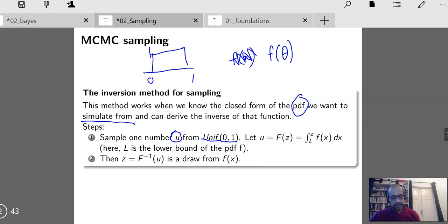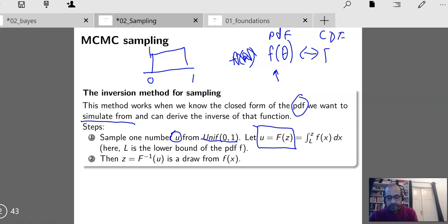Okay, so we get one number u from a uniform 0, 1 distribution, and then we equate that random number to the cumulative density function, cumulative distribution function, of this PDF. Remember in the foundation lecture, I told you that there was a correspondence between the PDF and the CDF, right?